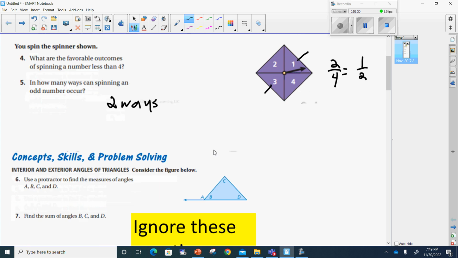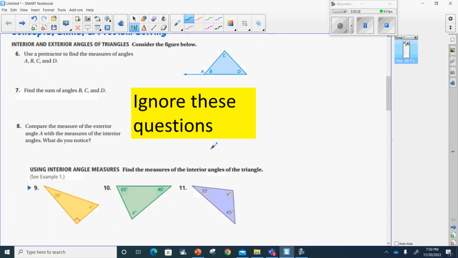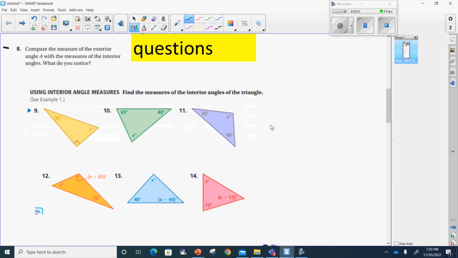All right, let's go to number 7. It says we're going to ignore these questions. So 6, 7, and 8, we're going to ignore them because they're asking us to go ahead and find things that we would need a protractor to go ahead and find. We're not going to do that. So let's march on to number 9.